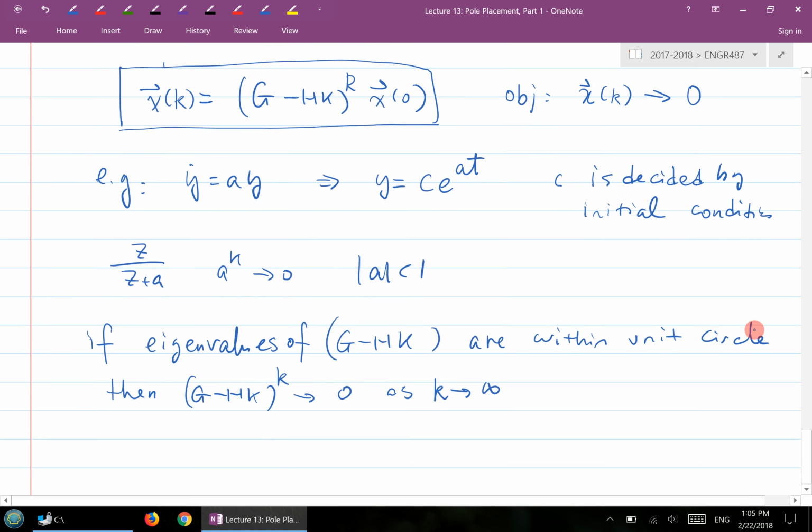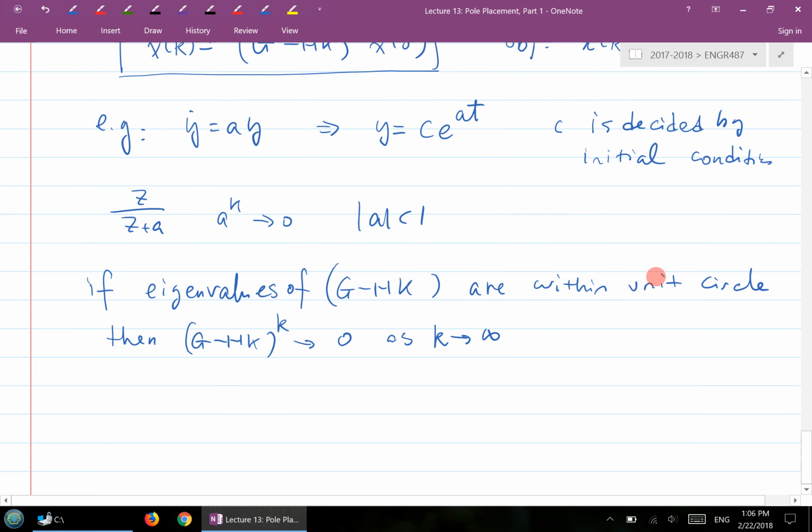Okay. So that's the point. You need to choose a suitable k such that this g minus hk matrix eigenvalue are all going to be within the unit circle. And the location of the pole, or the location within the unit circle, which we'll look at maybe next week, will actually determine the type of response for the system here.